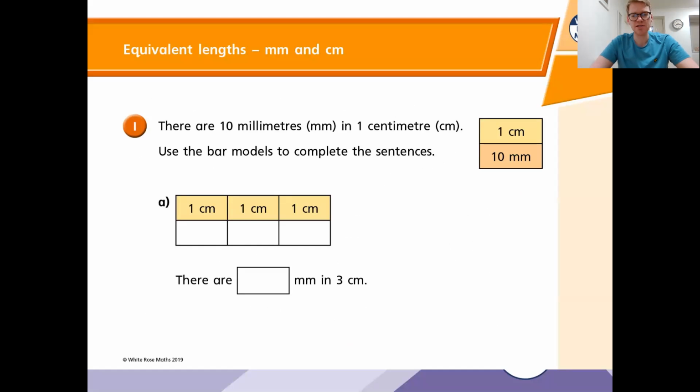Okay, time for you to have a go at some of this on your own then. So I will scroll through the next few pages, pause on each one, and come back to me at the end for the answers.